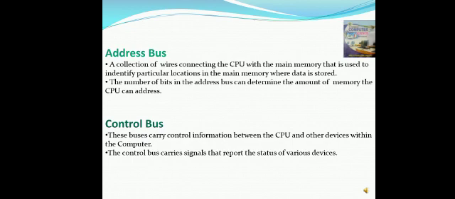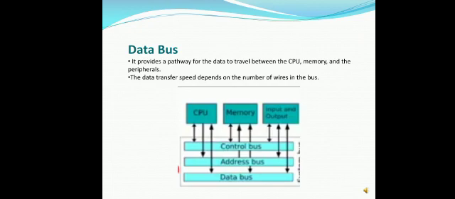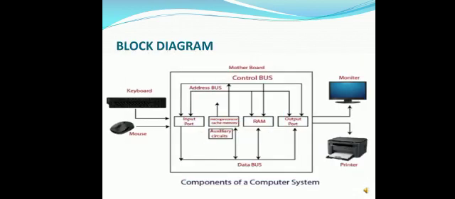The control bus carries signals that report. Then last we have the data bus. As the name shows, it is about data. It provides a pathway for the data to travel between the CPU, memory and other components. Here is the block diagram of the components of the computer system. Input devices and output devices connect with the motherboard. On the motherboard you see the buses, the ports, the CPU and other circuits. These are connected by the circuits on the motherboard.